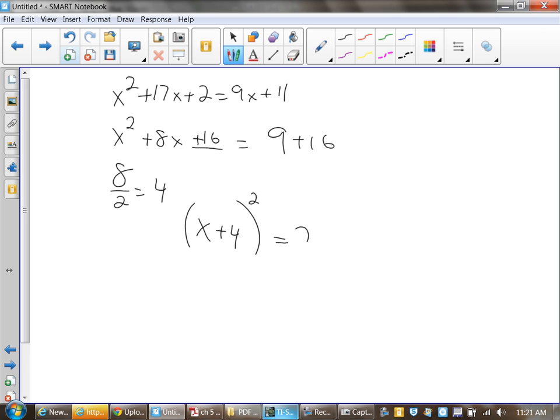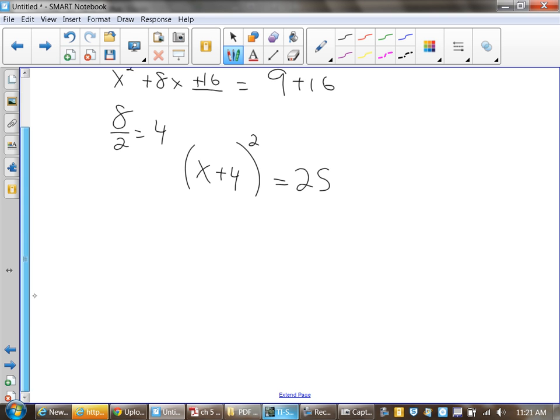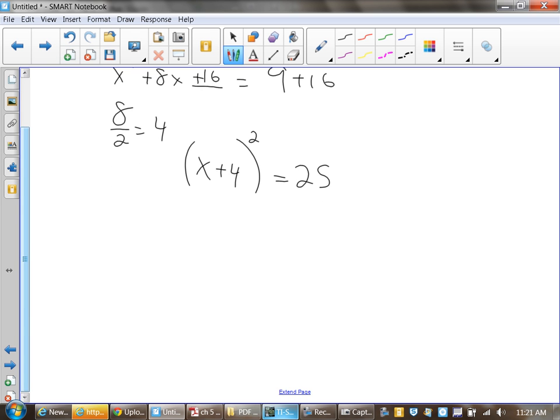9 and 16 gives me 25. Now, in order to solve it, take the square root. You get x plus 4 equals plus or minus 5. Subtract the 4, we get x equals negative 4 plus or minus 5. So in this case, if you left it like that, it's the end of the world.